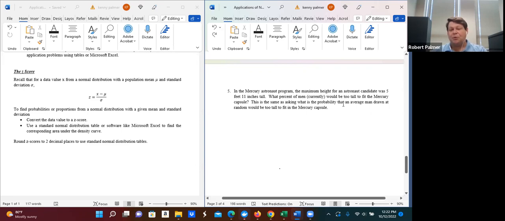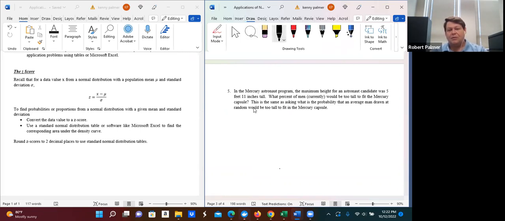This is the same as asking what's the probability that an average man drawn at random would be too tall to fit in the Mercury capsule. You can state it either as a probability or as a fraction or percentage. Okay, now let's think about this. Let's convert 5 feet 11 inches. In terms of just inches, that's going to be 71 inches. So I want to find the probability that X is greater than 71 inches tall.